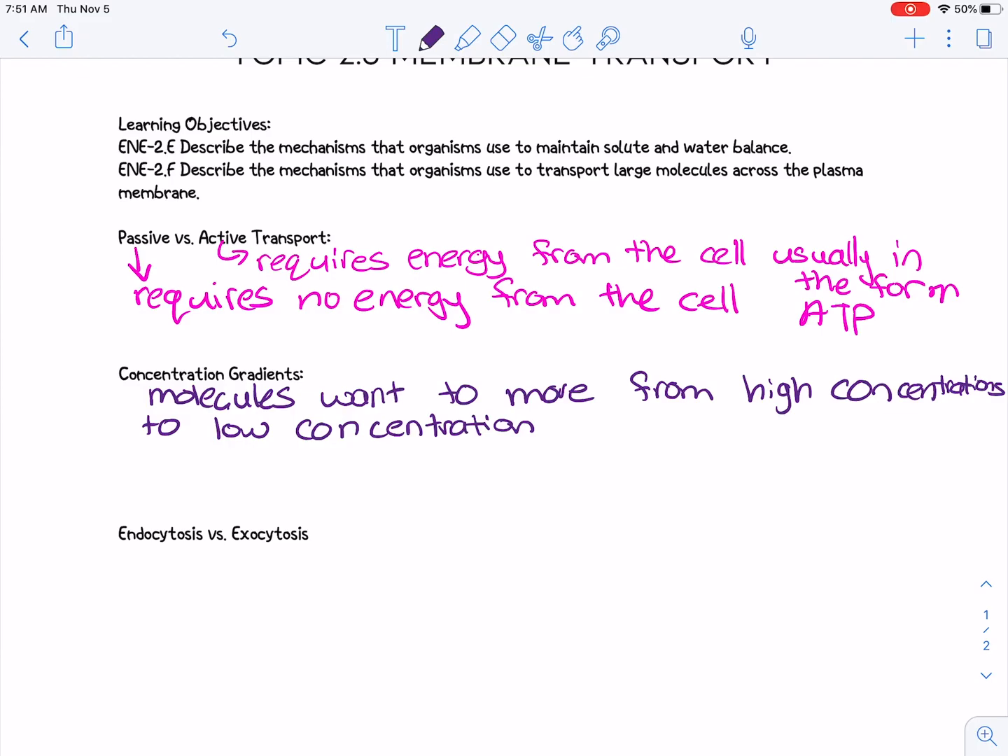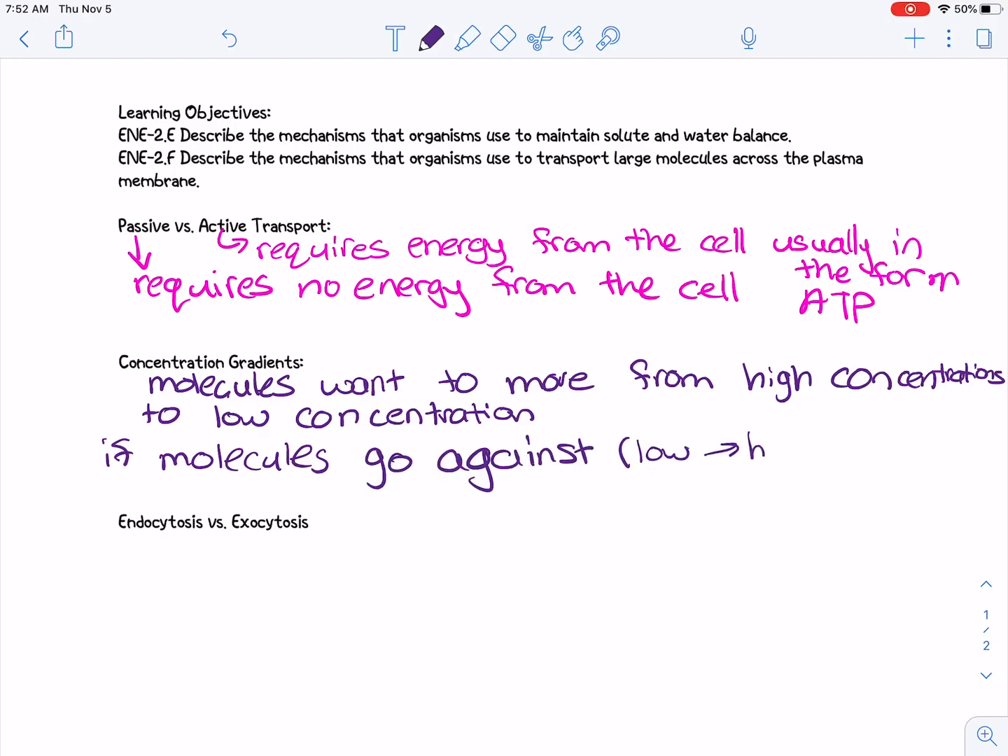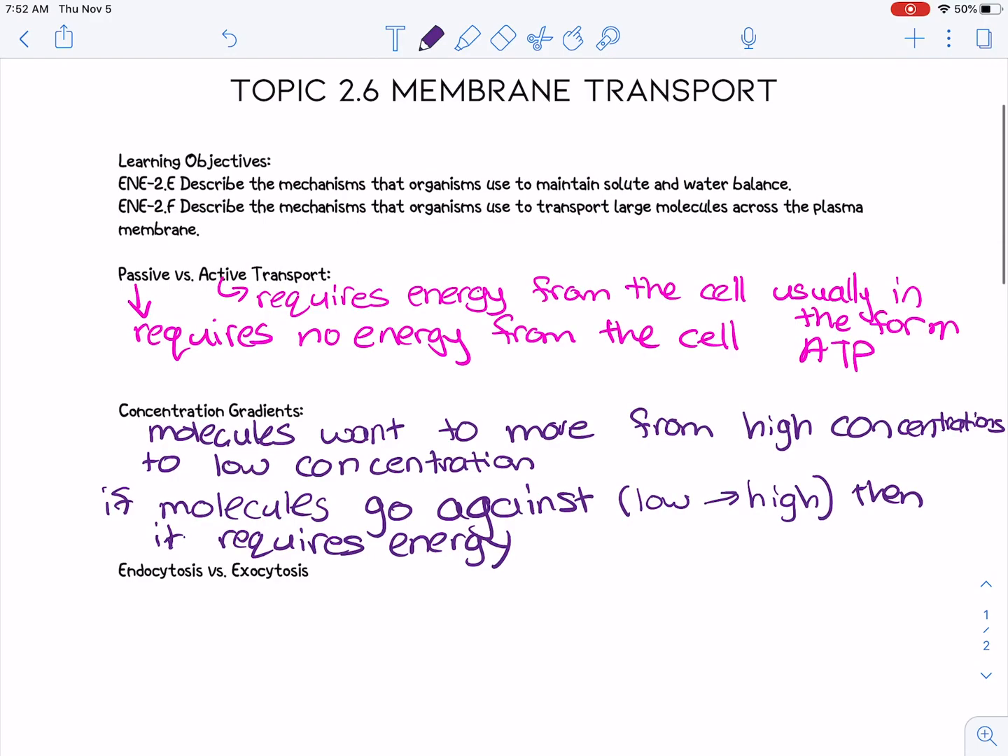If they're going against their concentration gradient, so let's write this. If molecules go against, so they're going from low to high, then it requires energy of some sort.